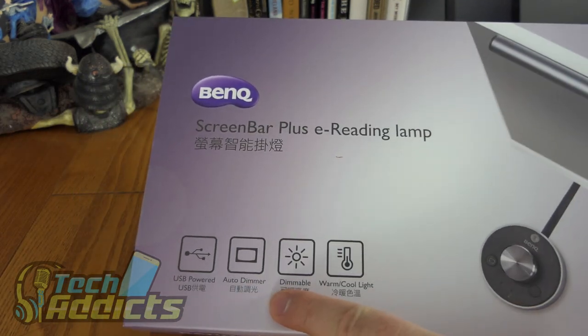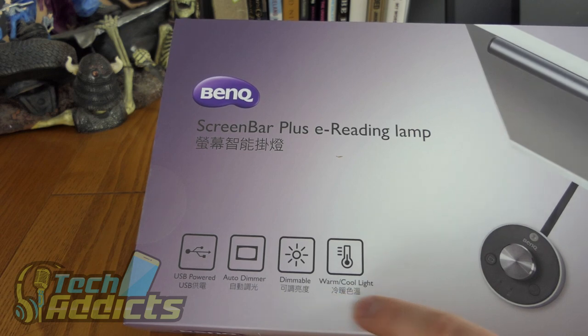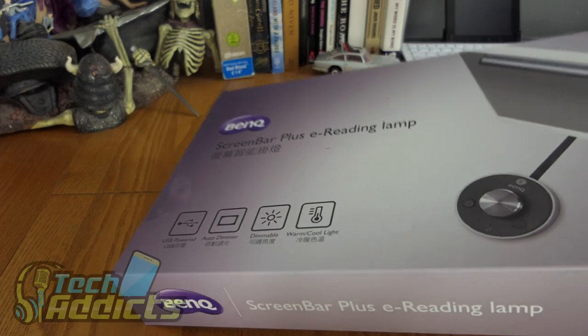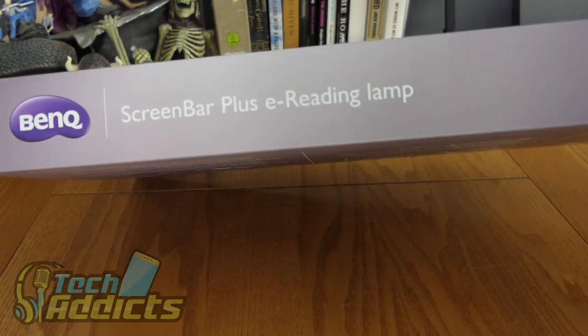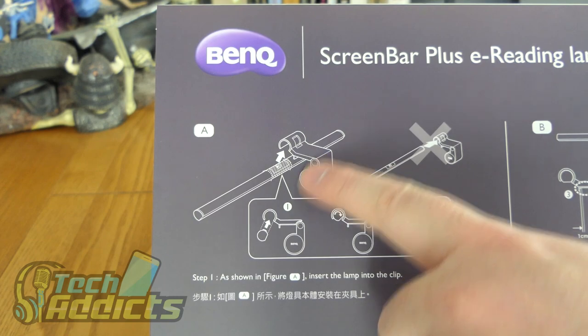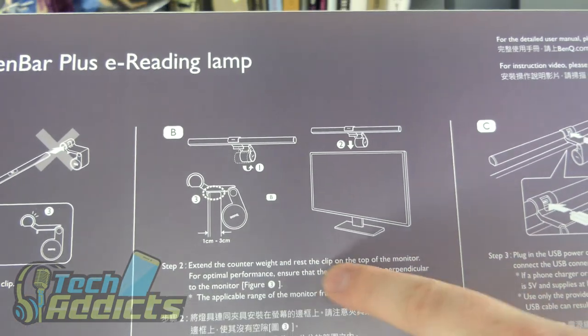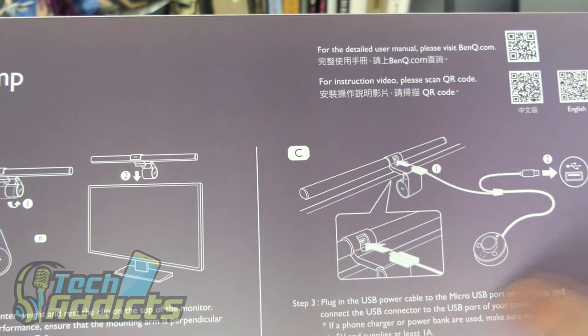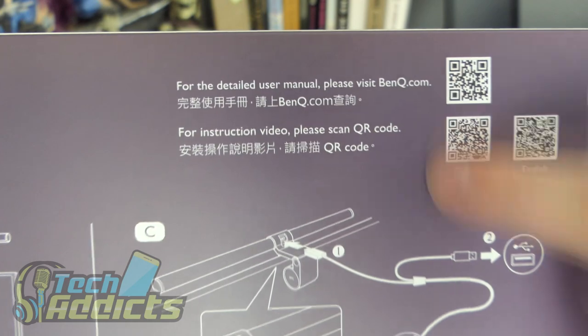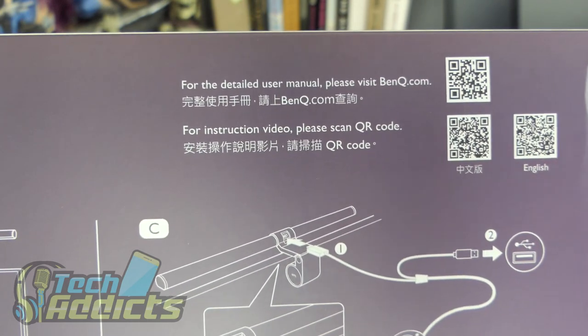It's USB powered, it's got an auto dimmer, it's dimmable, and it's got a cool and warm light. It costs around about £120. You can get it off Amazon today. You clip it on in such a way that it sits on top of your screen, and hook it up. There's a wee controller, and you can go here to find out more information. There's the English one.